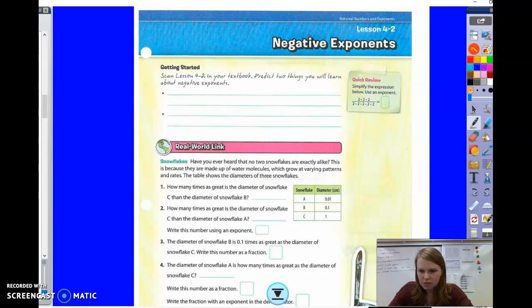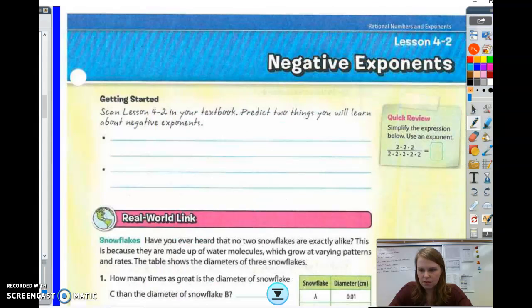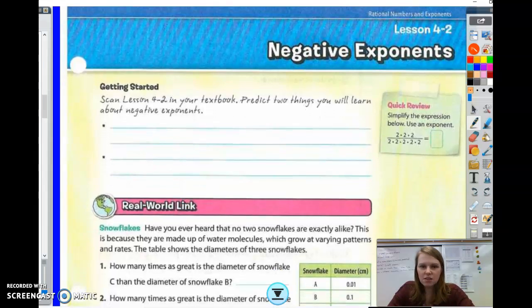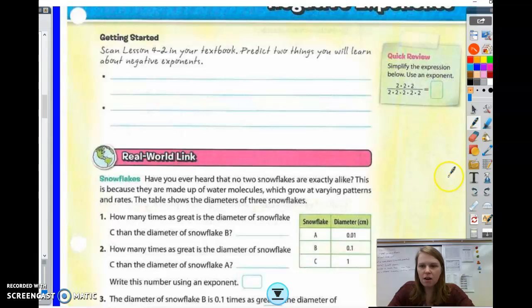I'm going to zoom in here so hopefully we can see this a little bit better. This is asking us here, we're going to skip the getting started part. Really quick, let's take a look at this quick review. It says simplify the expression below, use an exponent. So I'm just thinking out loud here.